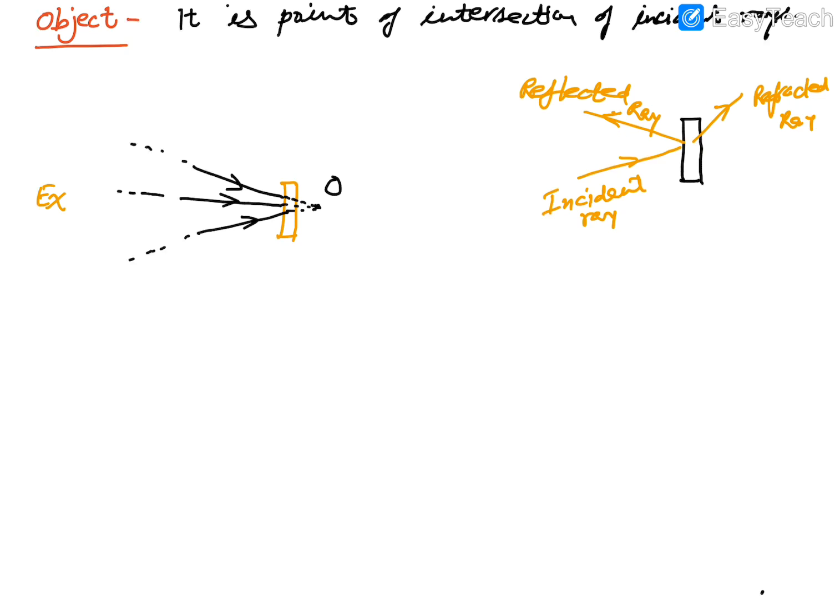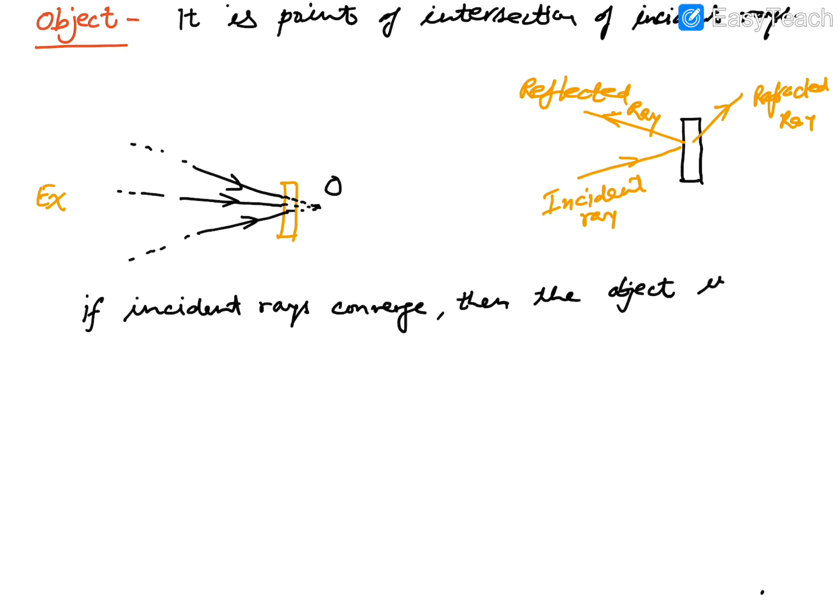Moreover, we categorize this in two ways: a real object as well as an imaginary object. For instance, in this case they are converging, so there's a converging beam of light, right? So that is going to be known as an imaginary object. Let me write here: if incident rays converge, then the object is virtual. This is an important point to remember, or you can say imaginary.